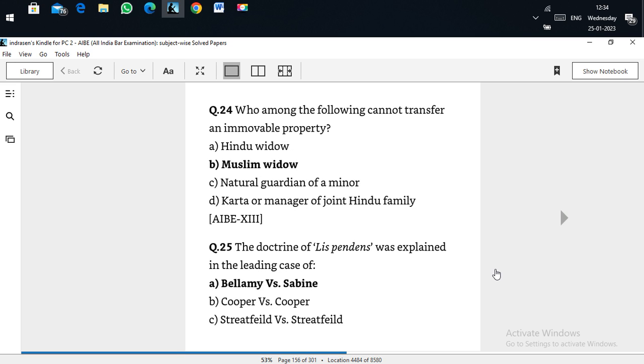Who among the following cannot transfer an immovable property? A Muslim widow cannot transfer the immovable property as per Muslim law. The doctrine of lis pendens was explained in the case of Bellamy versus Saban. Lis pendens means a case which is pending.